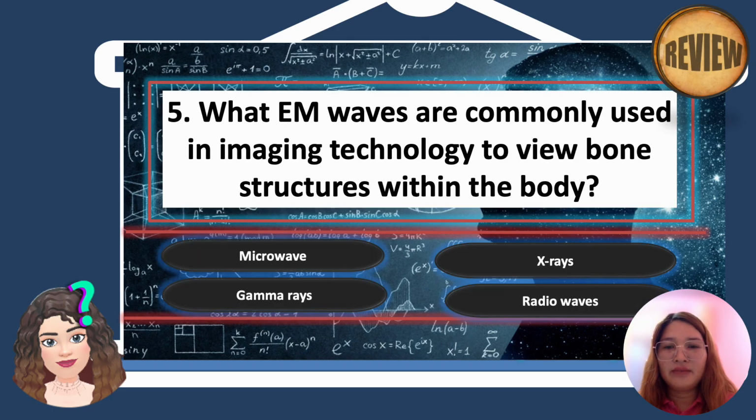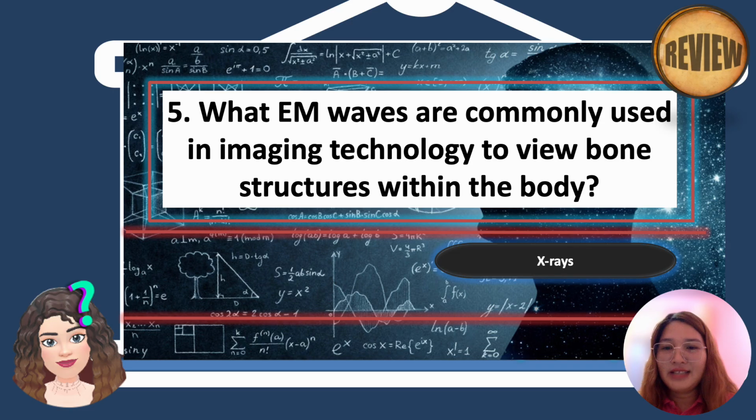Question number 5. What EM waves are commonly used in imaging technology to view bone structures within the body? Microwave, gamma rays, X-rays, or radio waves? Alright, the correct answer is X-rays.